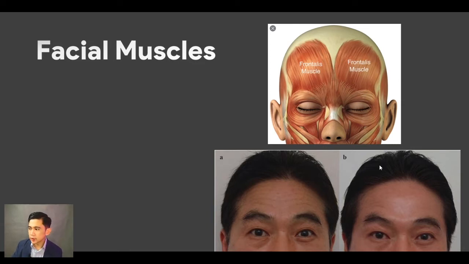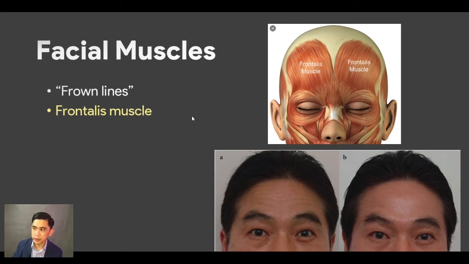In this case, we have this guy. Look at the wrinkles on his forehead. These wrinkles are produced by the action of the frontalis muscle. We have two, the left and the right. Notice that the frontalis muscle is absent in the middle. That's why skin creases sometimes are not present here, so it's more prominent here. These are what we call the frown lines, and again, these are produced by the frontalis muscle.